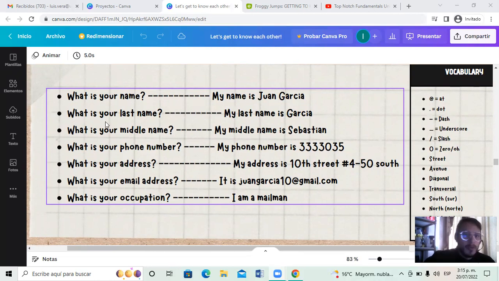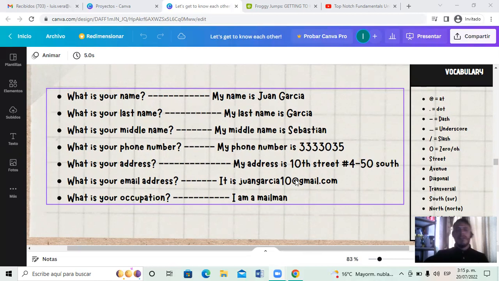So let's pay attention to question number 5. So what is your address? Veamos, what is your address, ¿ok? The answer says, my address is 10th Street, number 450 South, ¿ok? Evidentemente aquí estamos mencionando la dirección, ¿ok? And in question number 6, what is your email address? Well, email address is related to this information. We have Juan Garcia 10.